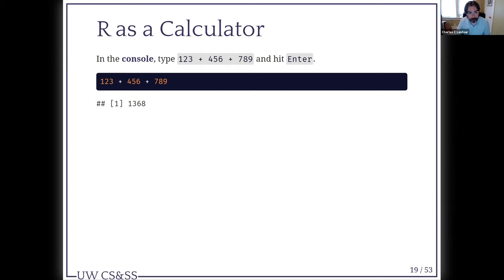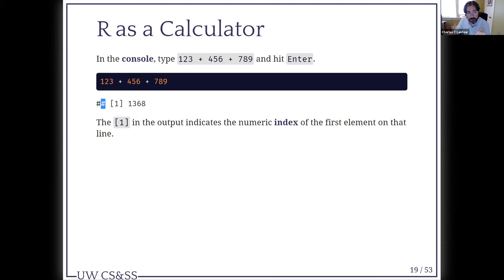Okay. So in this particular output you see right here next to the pound signs, there is a little one in brackets. This indicates the numeric index of the first element of that line. That is a bunch of jargon, which basically just says that whatever thing is immediately next to that number is essentially the number of objects in whatever object you're displaying. That is the first one.